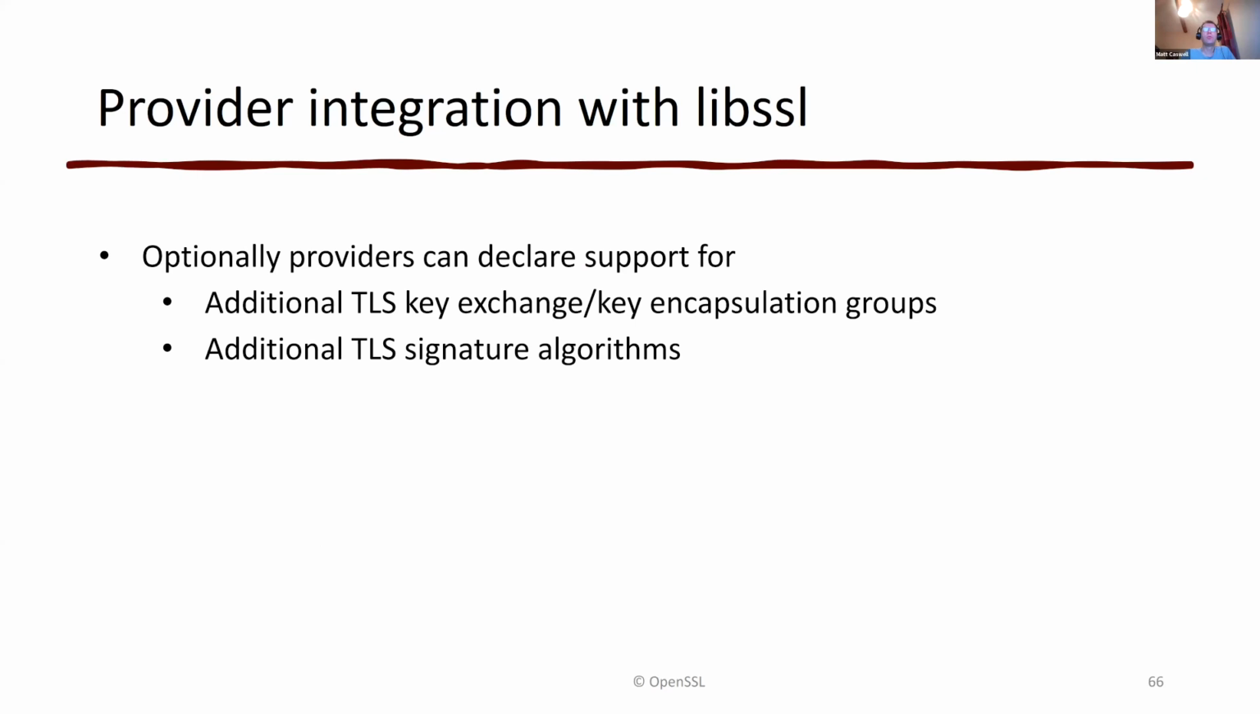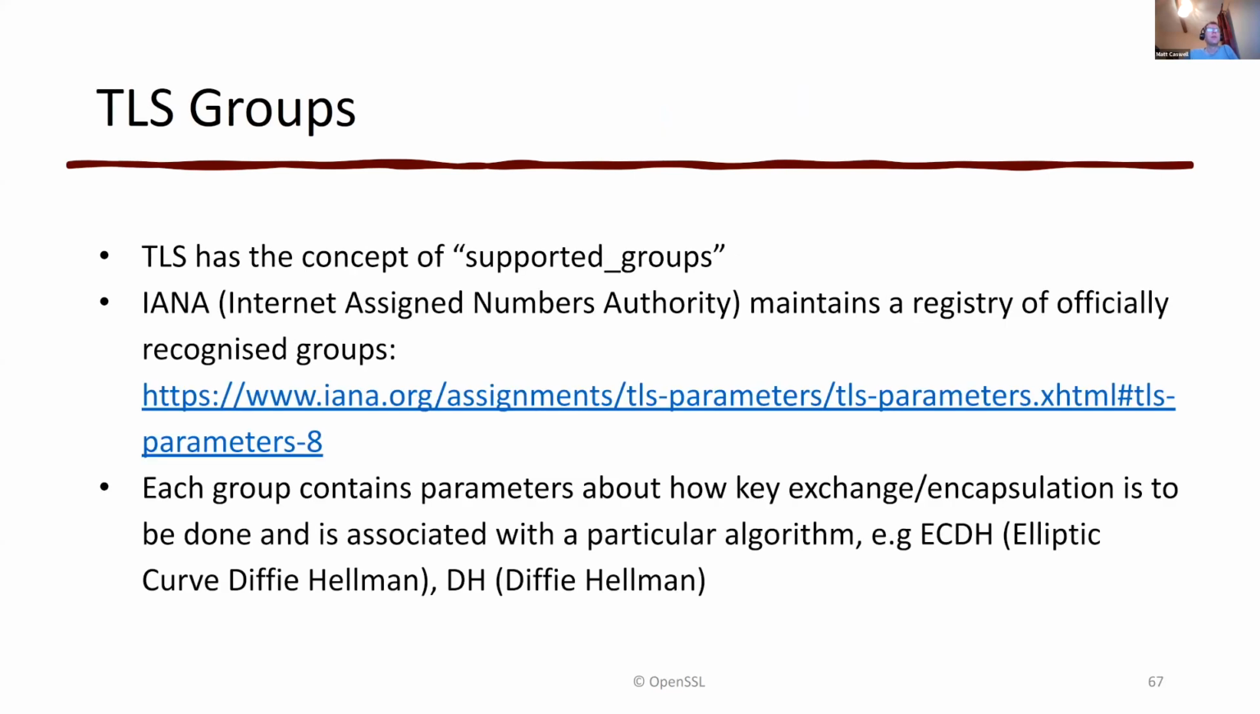Optionally, you can also declare support for key exchange and encapsulation groups that the default and FIPS providers currently have no knowledge of. So they can be completely new, not currently supported as of today in OpenSSL. You can still add them in, and the same applies to signature algorithms. And again, I'm going to talk about that. So let's quickly talk about TLS groups and what they are, before we talk about how you can support them in your provider.